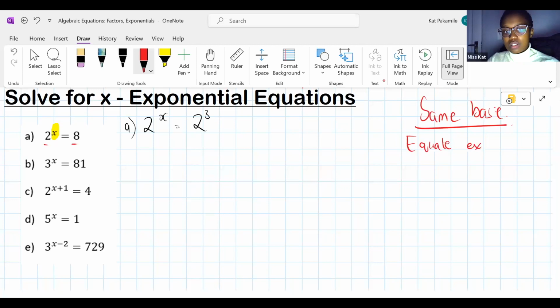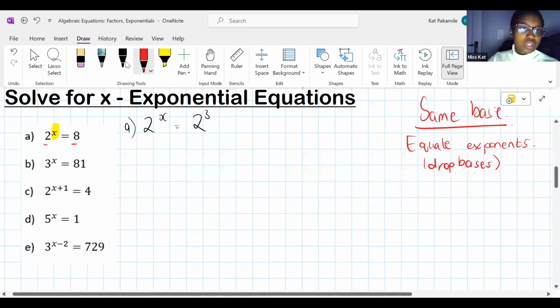We equate our exponents. Equate exponents. Okay. And Orodine says 4. So if we equate exponents or drop the bases, then x is equal to what? Yes, or bring down the exponents. Therefore, x is equal to 3. Okay. Equate the exponents. The exponents are up there. x is equal to the one that's up there, which is 3.